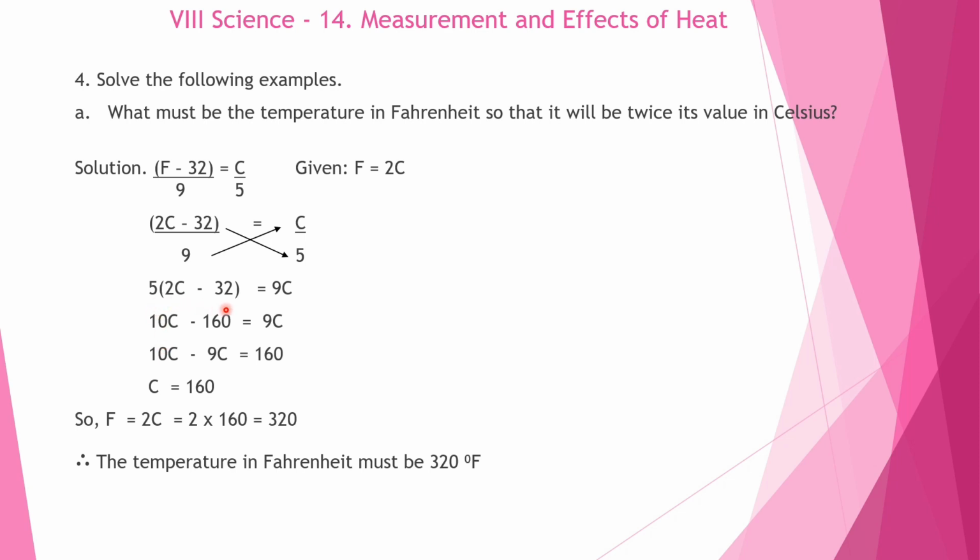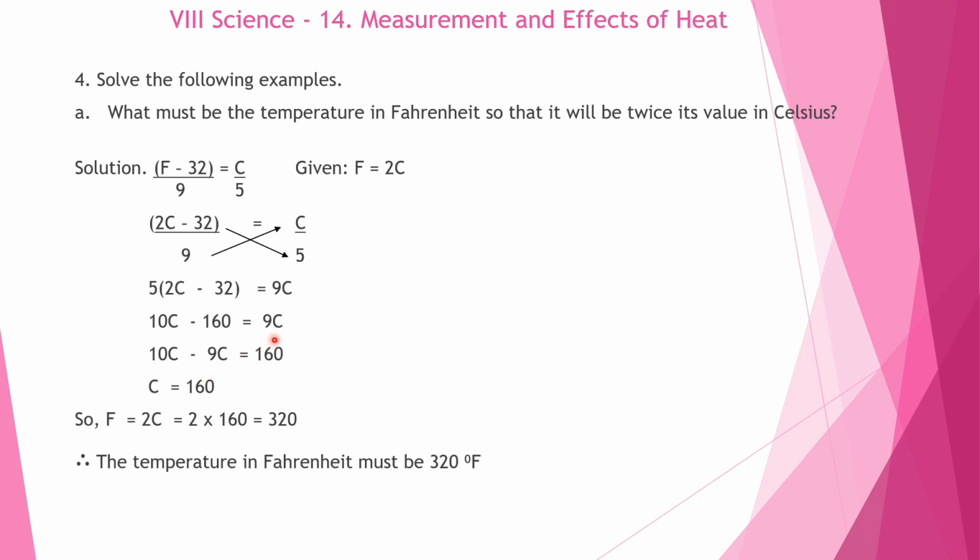5 should be multiplied with both, children. 10C minus 160. 5 into 32 is 160. Remember, children, we have multiplied 5 with this one also and with this one also. With both we have multiplied. Now we will shift this 9C to this side and we'll shift 160 to other side. Now see what we have done, children. Whenever we are shifting the alphabets and numbers, their sign will become opposite.